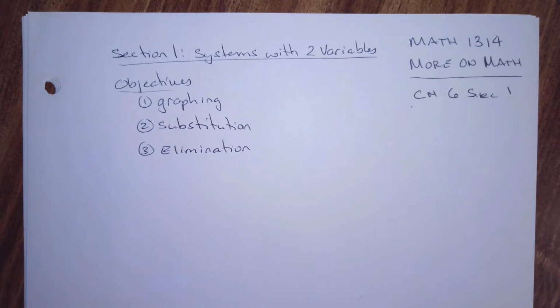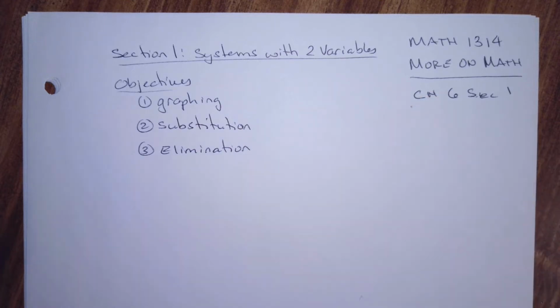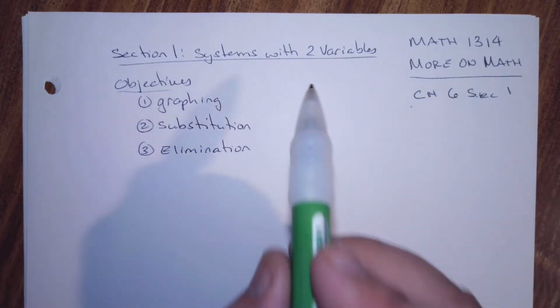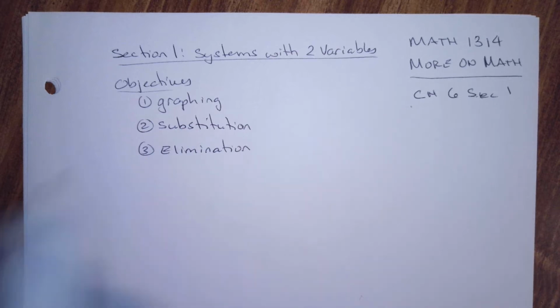Hello everyone, welcome back to Math 1314, more on Math, Chapter 6, Section 1. In this section, we're going to talk about systems with two variables. We're going to solve them using the graphing method, substitution, and elimination.